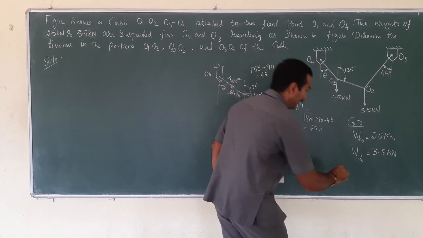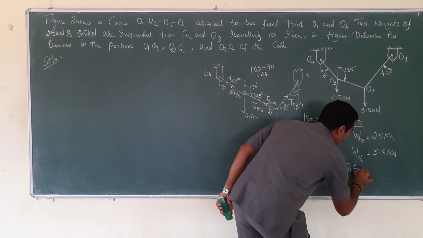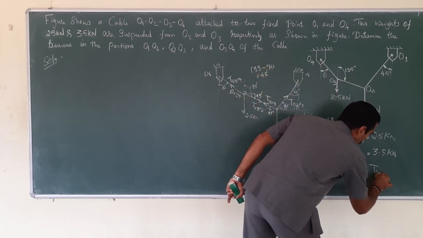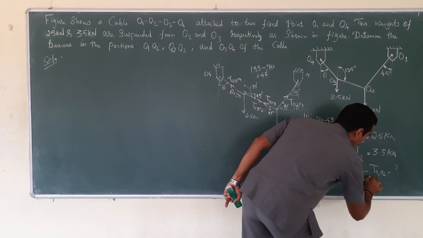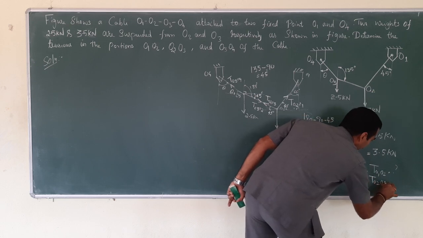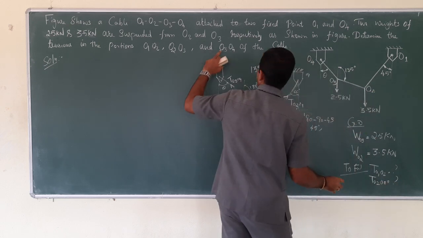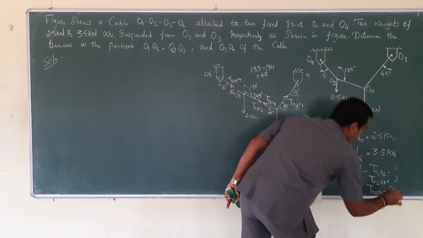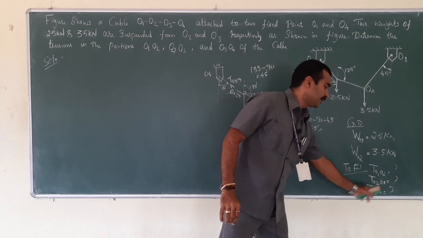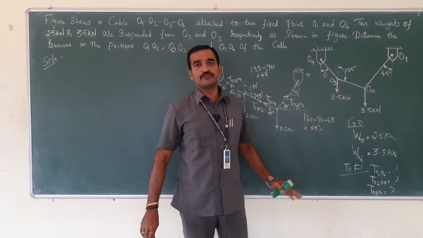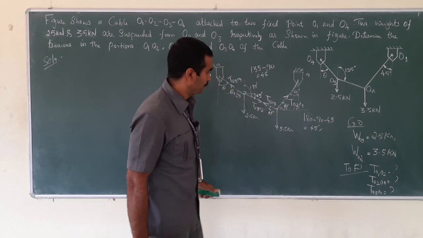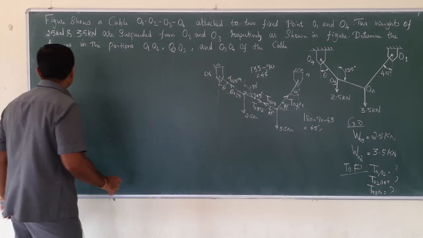Got it? And to find the tension, TO1 O2 equal to what? TO2 O3 equal to what? And TO3 O4 is equal to what? So, these are the three tensile forces which we need to find from this problem. Right. Now, I am going to draw the FBD.